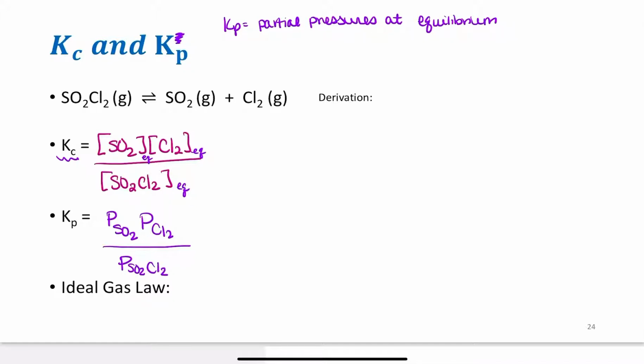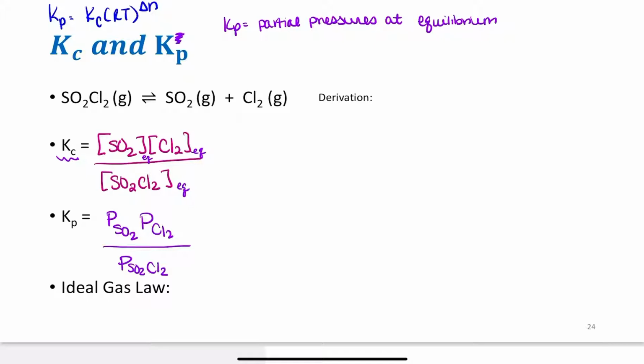Now, I know I already told you there's a relationship between these two. It's an equation. You can memorize the equation if you would like, and it is Kp is equal to Kc times RT to the change in n. I just haven't defined what change in n is yet. But first, before I do that, I want to go ahead and derive this relationship.